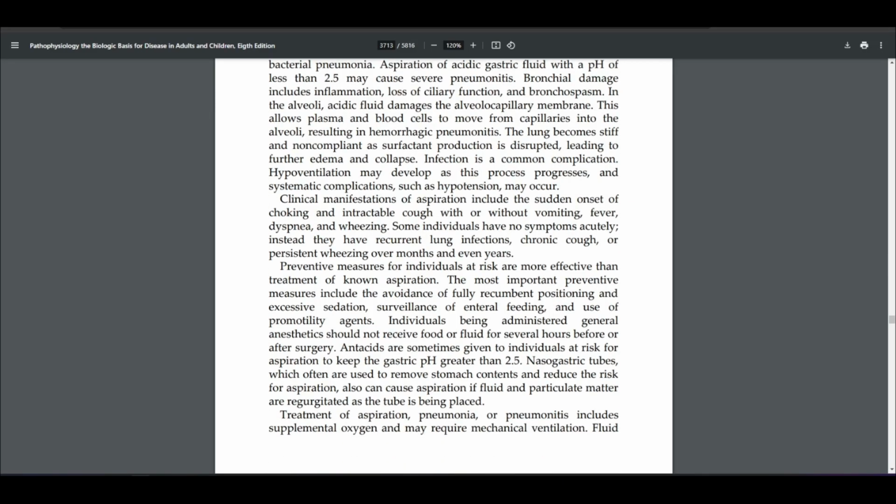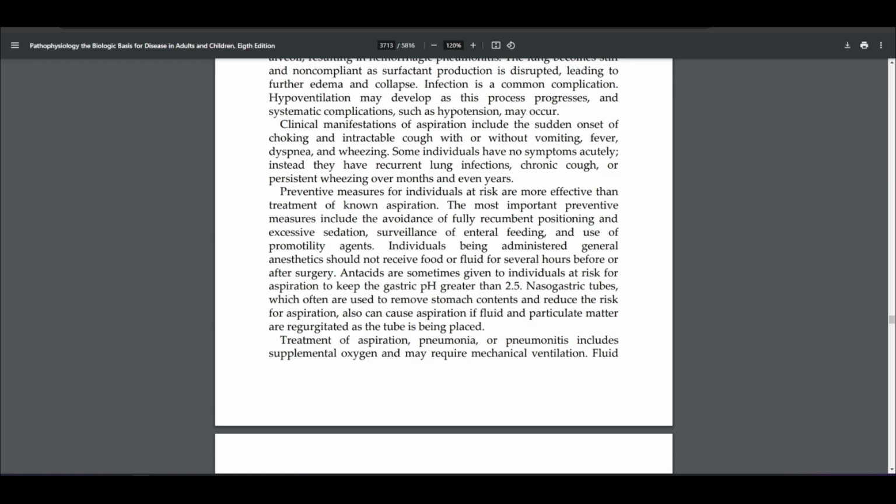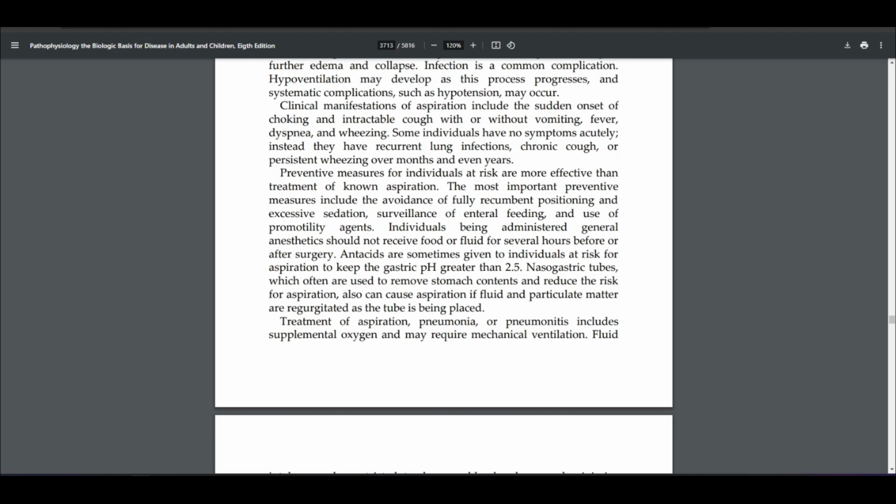Clinical manifestations of aspiration include the sudden onset of choking and intractable cough with or without vomiting, fever, dyspnea, and wheezing. Some individuals have no symptoms acutely. Instead, they have recurrent lung infections, chronic cough, or persistent wheezing over months and even years.